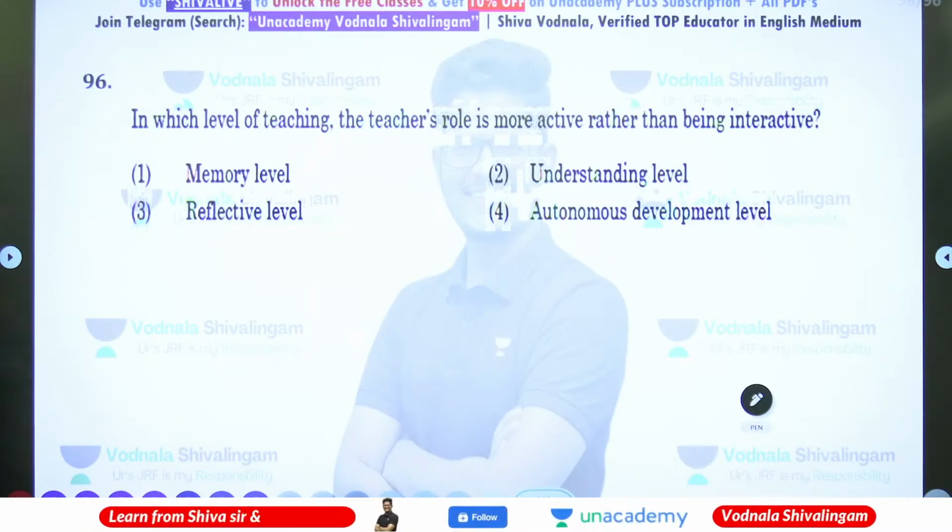In which level of teaching is the teacher role more active rather than being interactive?